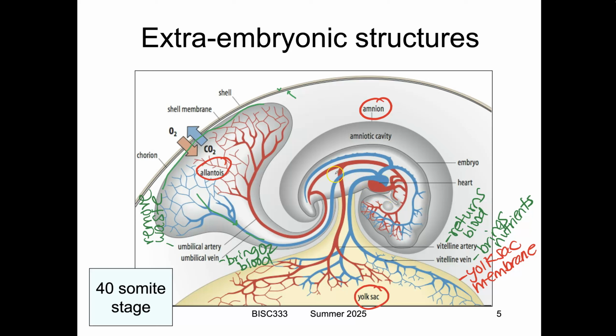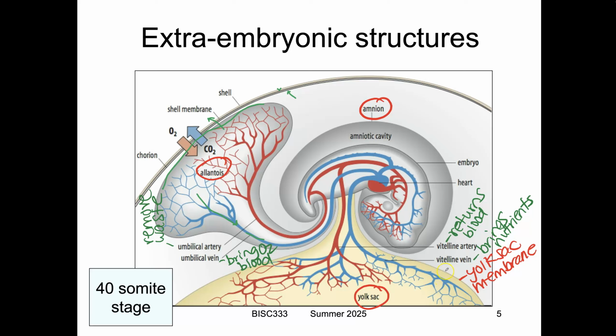And then the umbilical artery is actually bringing waste products, CO2 and other wastes from the metabolism. And the CO2 is released across the shell membrane, and then the other kinds of metabolic wastes from just metabolism are stored in the allantois, and they are released when the little chick hatches.